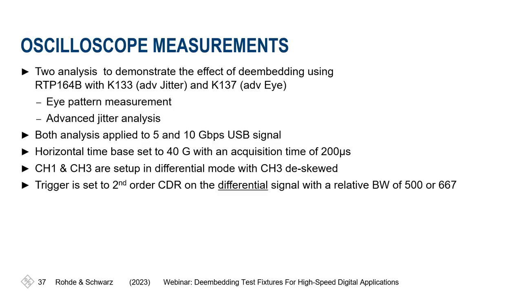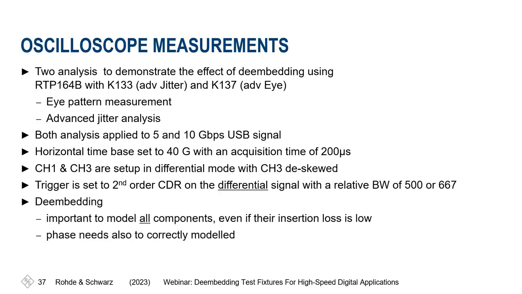And we have a special trigger, which we call the CDR trigger. The relative bandwidth set to 500 or 667 with respect to 5 and 10 gigabits per second. This is according to the standard. And for the deembedding, here one important remark, we'll see that later on in the hands-on. It's important to model all the components even if their insertion loss is low. Phase needs to be correctly modeled. People sometimes forget to use cables, think it's not important, but cables shift the phase, so that is important.